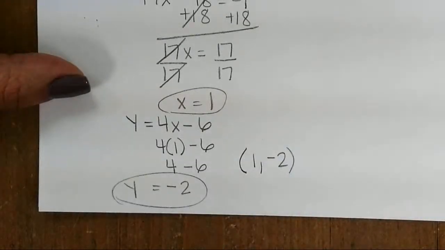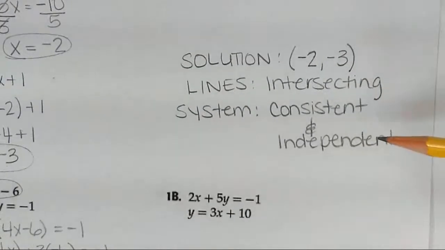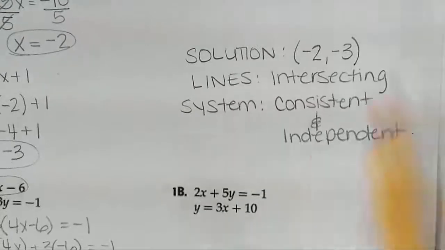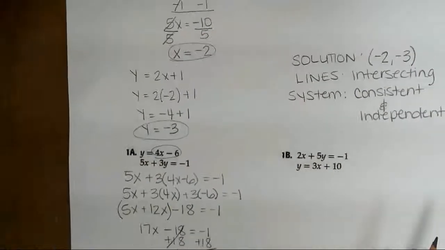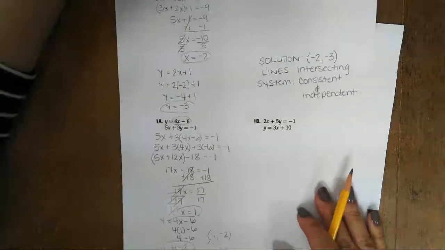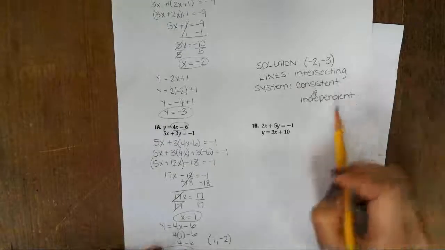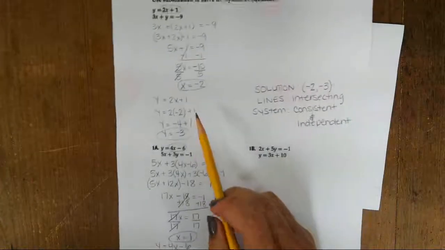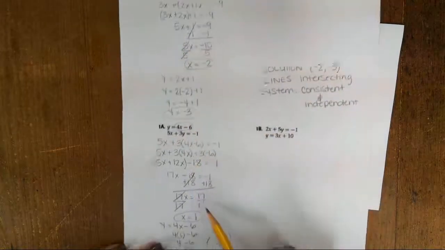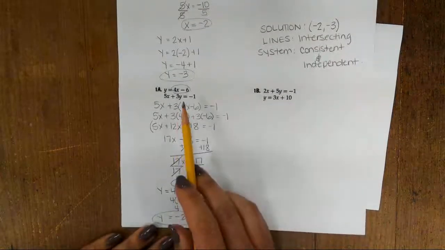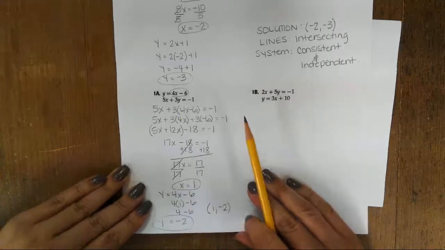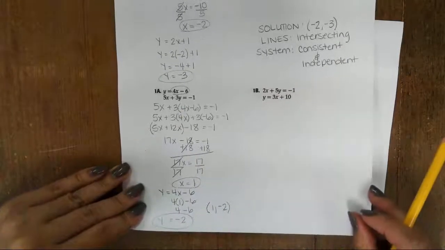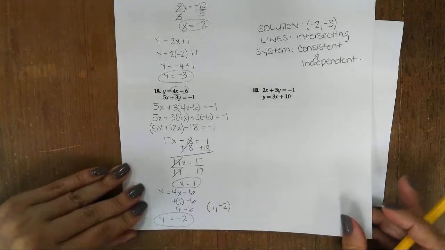And those are intersecting lines, just like the last one, and consistent independent. The only difference is that my solution is going to be a little bit different. So let me zoom out here so you can see, so it doesn't look like I'm giving you the same answer for both. So this was my solution for this first equation, and now this is my solution for this equation. Now I am going to skip this one for now because I want to do some other examples for special occasions or special systems.